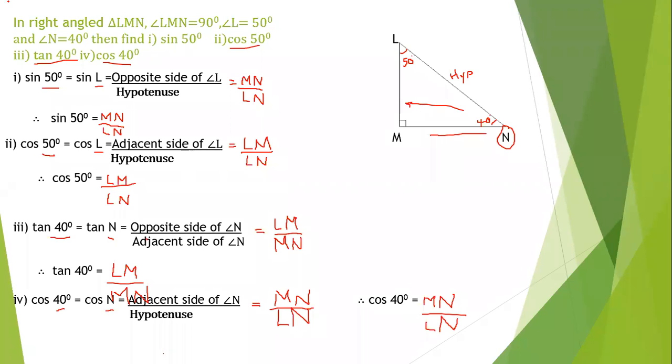Now let us move to the next one. In right angle triangle TSU, TS is equal to 5, angle S equal to 90 degree, SU equal to 12. Then find sin T, cos T, tan T. Similarly, find sin U, cos U, tan U.